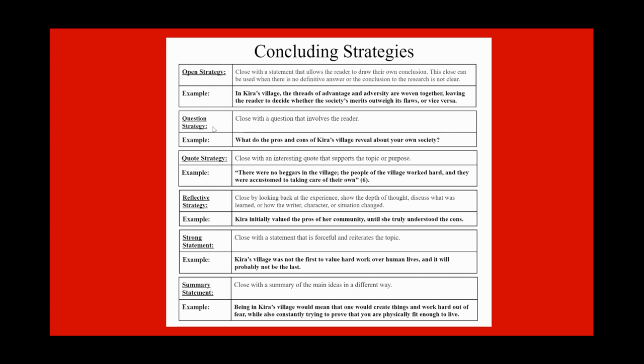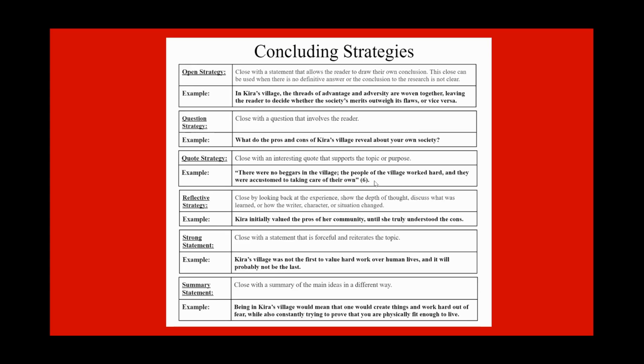Here, I have a question strategy where you close with a question that involves the reader. What do the pros and cons of Kira's Village reveal about your own society? A quote strategy. This is where you just take a good quote from the book that talks about your topic. And so I put, there are no beggars in the village. The people of the village work hard and they were accustomed to taking care of their own. And make sure you quote which page you got it from if you are going to end with a quote.